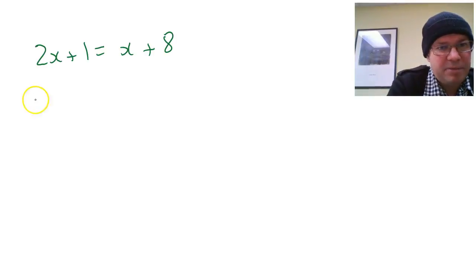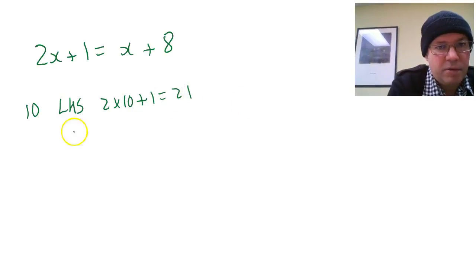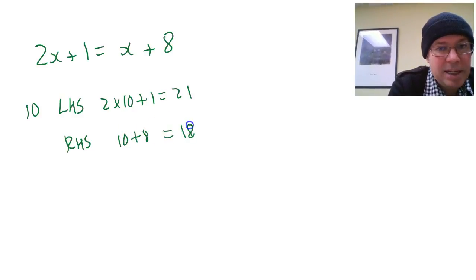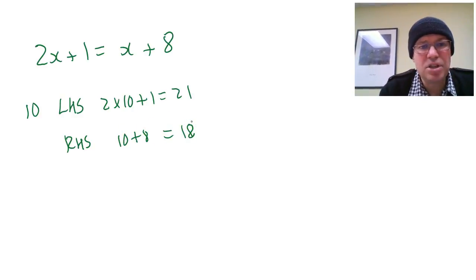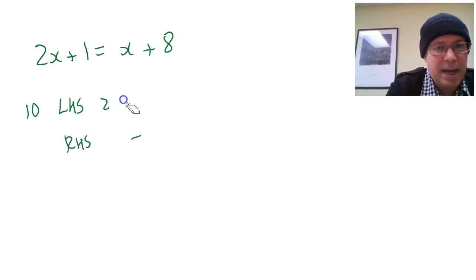So, for example, if I just guess a number like 10, then on the left-hand side, 2x, so 2 times 10 is 20, plus 1 is 21. On the right-hand side, RHS, if I guess 10, then 10 plus 8 is 18. And clearly, when x is 10, the left-hand side does not equal the right-hand side, so therefore we haven't got an answer x.